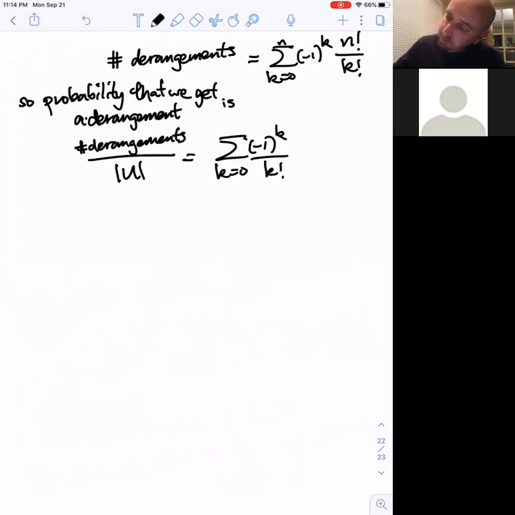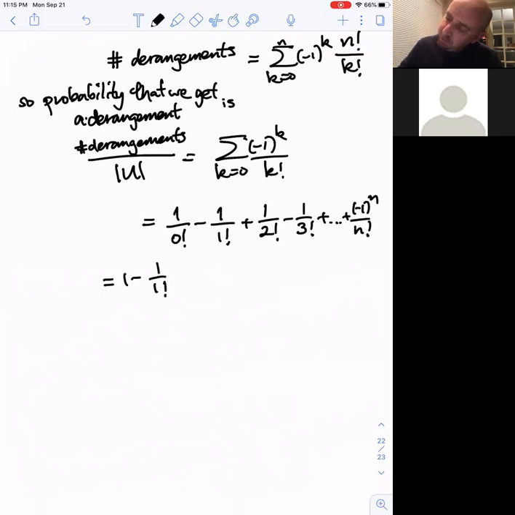So let's write it out. The k equals 0 term is 1 over 0 factorial. Does anybody know what 1 over 0 factorial is? That's 1. 0 factorial is 1. Next term is minus. We're going to get a minus k equals 1 term: 1 over 1 factorial plus 1 over 2 factorial minus 1 over 3 factorial and so on. And it ends with a minus 1 to the n over n factorial. So this is like 1 minus 1 over 1 factorial plus 1 over 2 factorial.